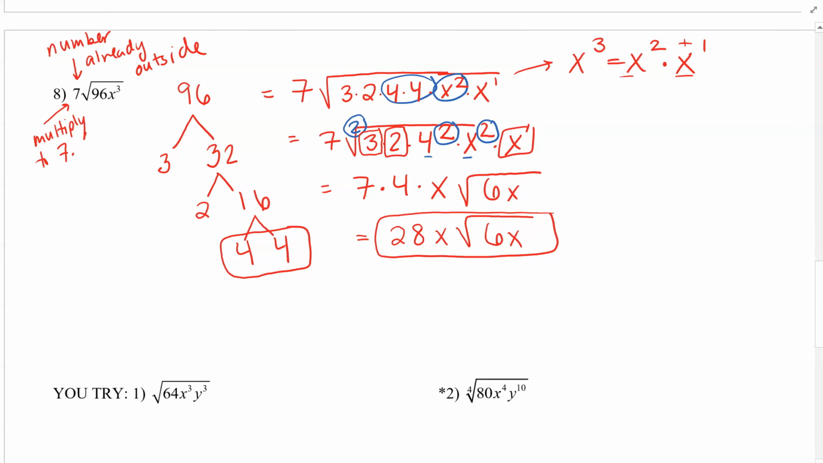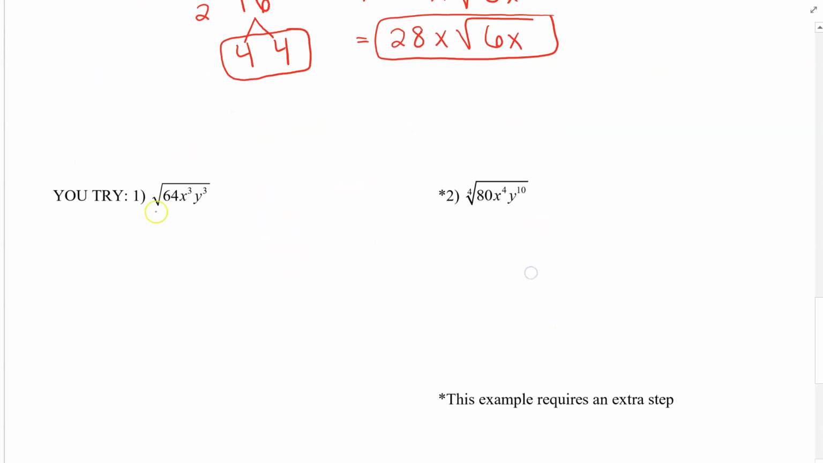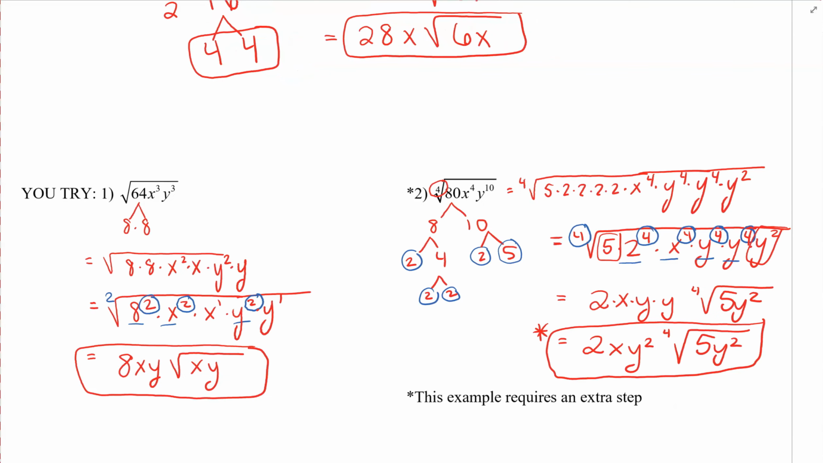So what I'd like you guys to do here is pause your video and try these 2 examples down at the bottom and come back and check your answer when you're done. Okay guys, welcome back. So for you try number 1, I got 8xy on the outside of the square root and then a single xy on the inside of the square root. So it was 8xy times radical xy for my final answer.